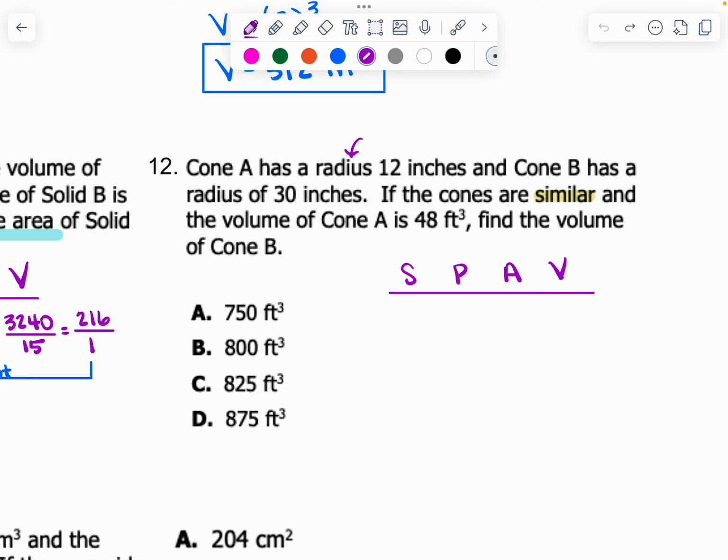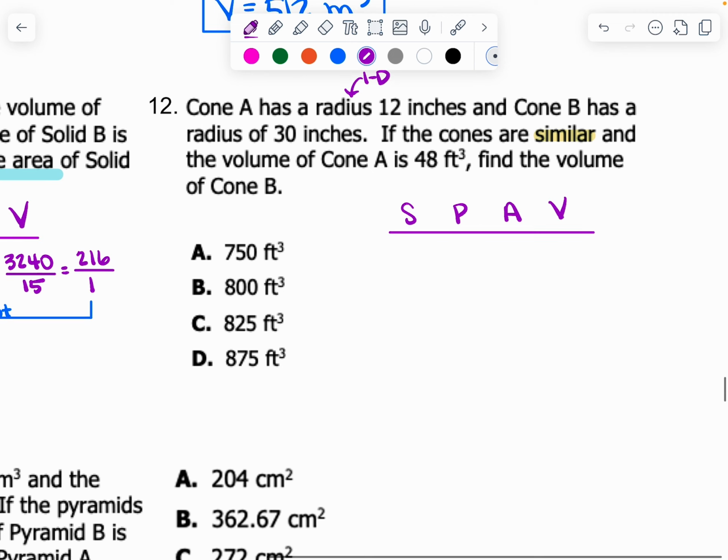And of course, remember, radii are sides, right? I know they're not like sides, but they're one-dimensional lengths. All right, I'll put length. So radius is a one-dimensional length, which means it's going to go in the S column for scale factor or side ratio. So cone A has a radius of 12, cone B has a radius of 30. So that means I have a one-dimensional ratio of 12 to 30, which of course can be reduced, which I would like to reduce to get my numbers as small as possible.